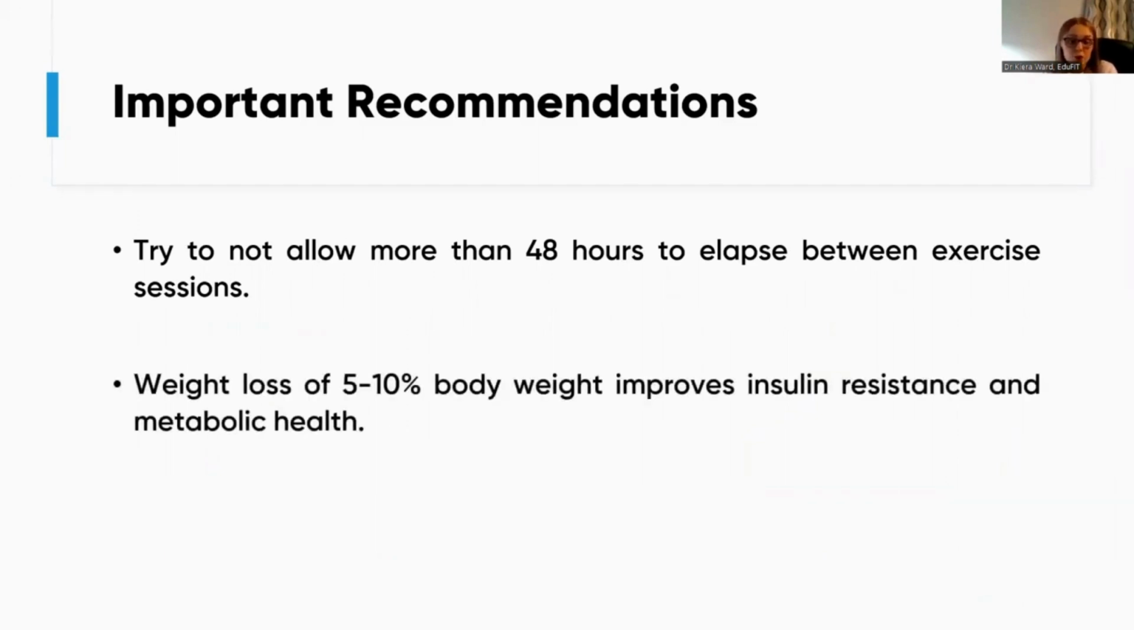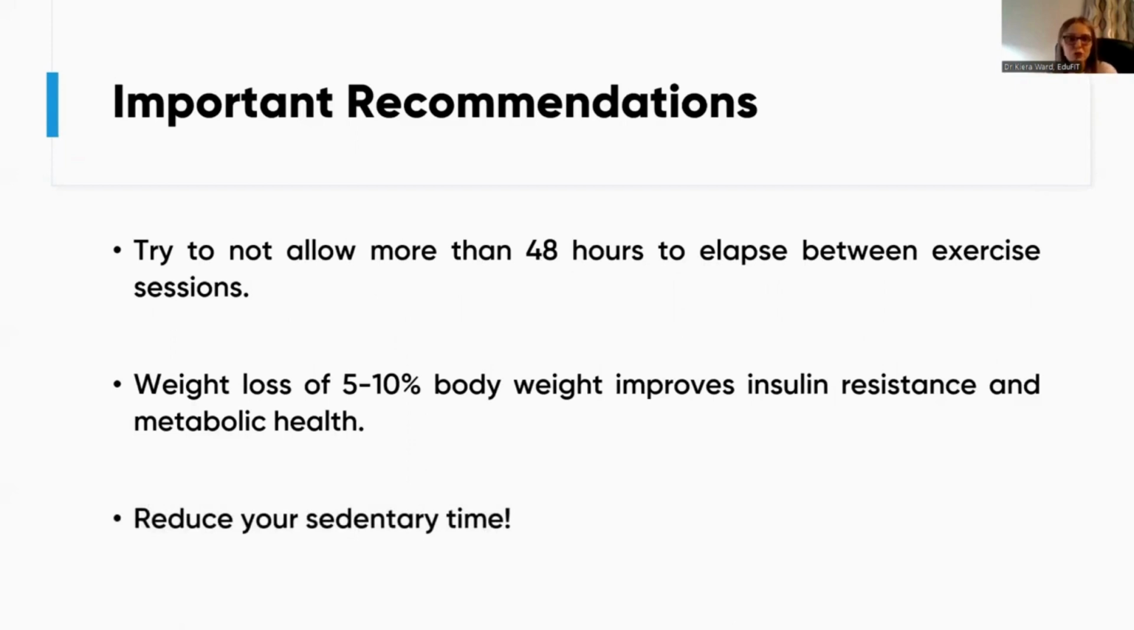If weight loss is your goal, a reduction of 5% first, which can then be increased to 10% of body weight, has a significant impact on your health, and it will help to improve your insulin resistance and metabolic health by impacting your sugar levels, cholesterol levels, heart health, and so much more. So if weight loss is your goal, 5% first.